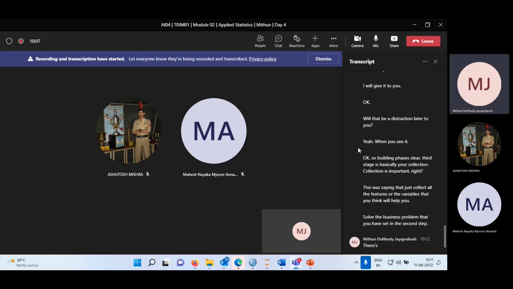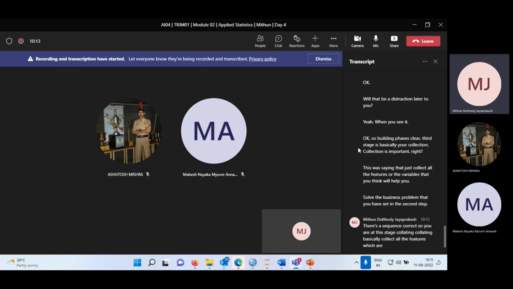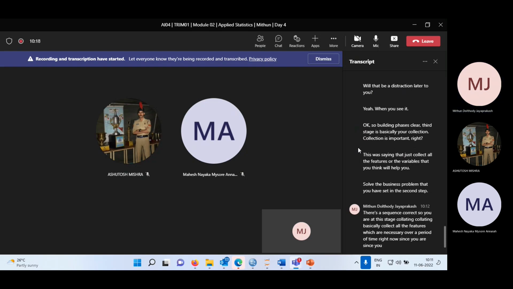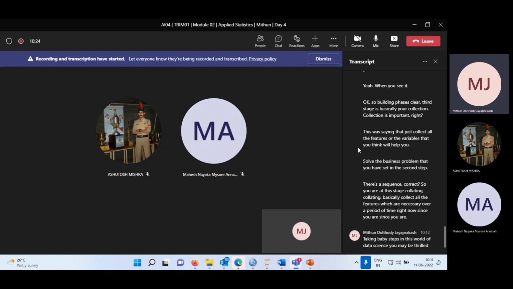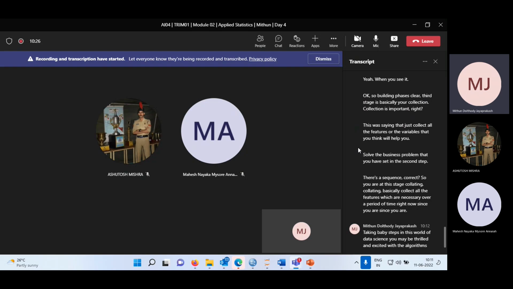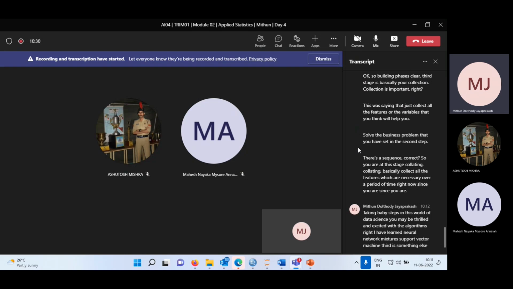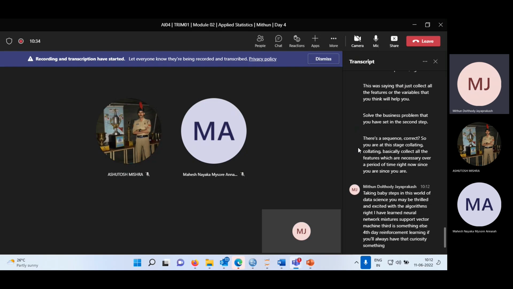There's a sequence, correct? So you are at this stage collating. Collate means basically collect all the features which are necessary. Over a period of time, right now, since you are taking baby steps in this world of data science, you may be thrilled and excited with the algorithms, right? I have learned neural network. Next day, support vector machine. Third day, something else. Fourth day, reinforcement learning. You'll always have that curiosity, something new, something fancy I'm learning.